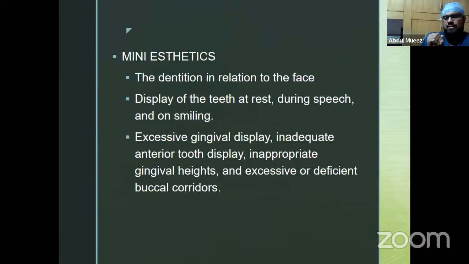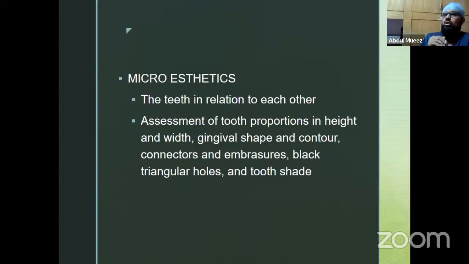In mini aesthetics, it is mainly the dentition. You are going to see what I discussed just two minutes back, whether it is teeth or gums. The display of the teeth at rest, during speech or smiling, excessive gingival display, inadequate anterior teeth display, inappropriate gingival height, excessive or deficient buccal corridor space. All this you're going to see in mini aesthetics.